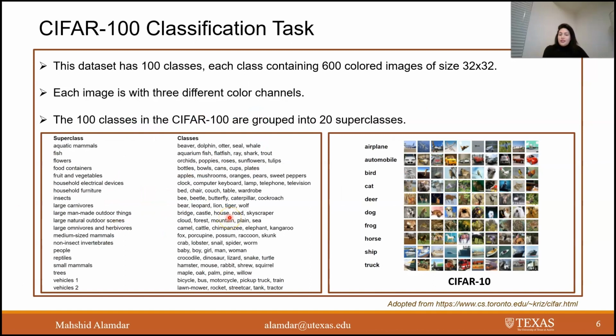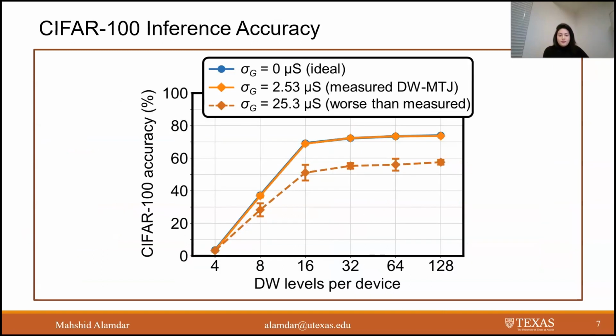To show the straight synapse can achieve near ideal inference accuracy, we used CrossSim to simulate analog inference in a domain wall MTJ system for the CIFAR-100 image recognition task. The CIFAR-100 is a collection of images and is commonly used to train machine learning and computer vision algorithms. This dataset has 100 classes, each containing 600 images of size 32 by 32, and each image has 3 different color channels. These 100 classes are grouped into 20 superclasses, which you can see in this picture. And this picture is an example of this classification for CIFAR-10, which has only 10 classes, just to get an idea of how this classification looks in general.